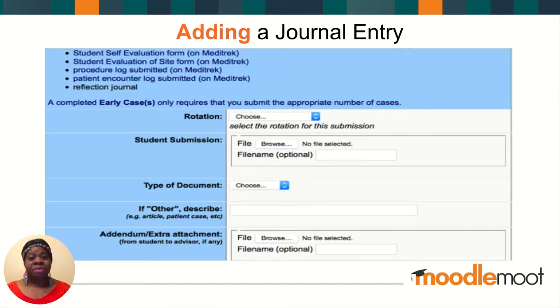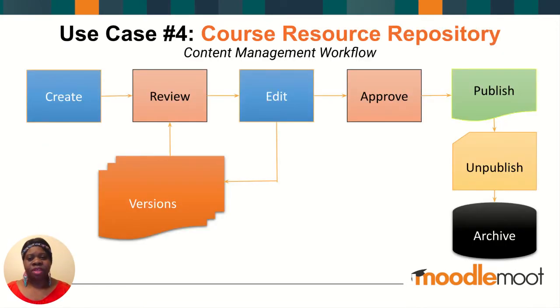So what does it look like when the student is adding their entry? It's a simple form, very familiar elements. Again, you have drop downs, you have a browse file picker, you have a text box that they can fill in. Very simple, very easy, very familiar. Okay, nothing complicated. All right.